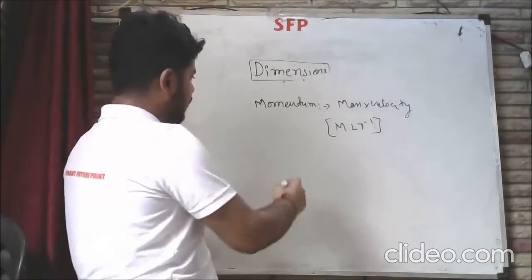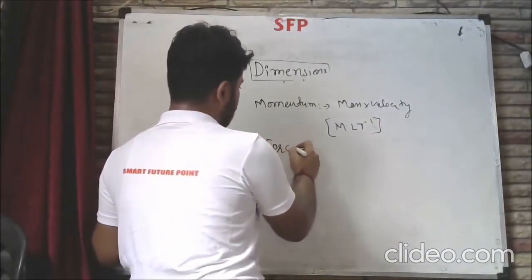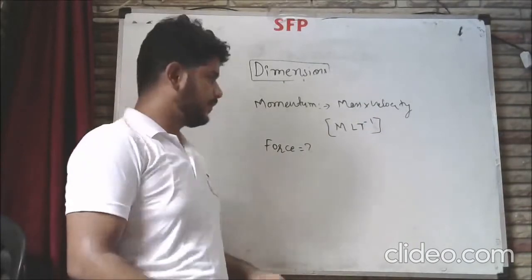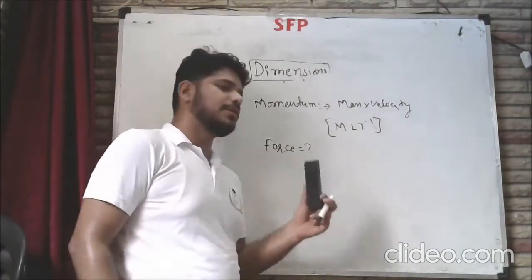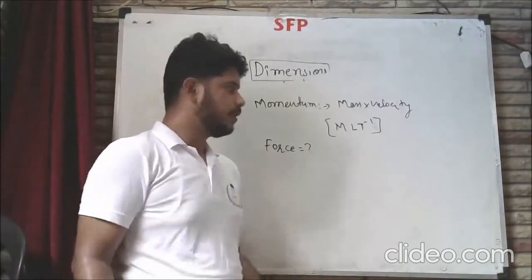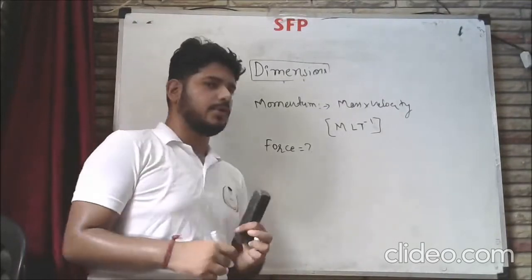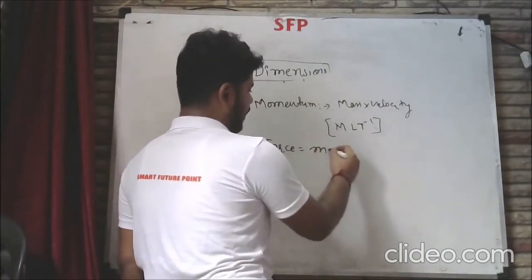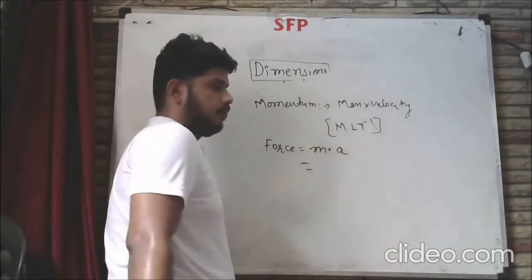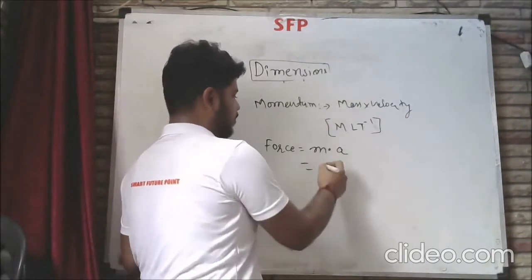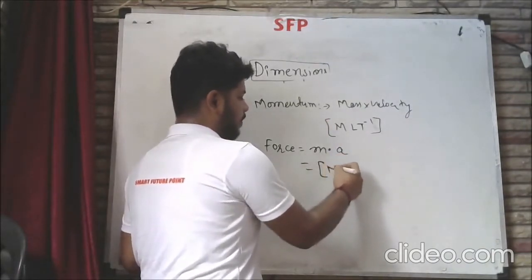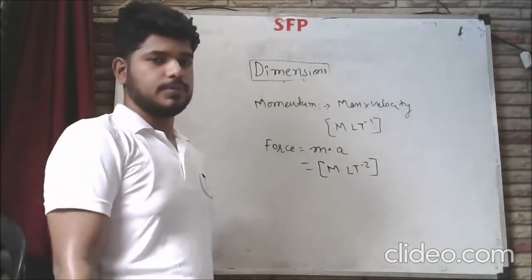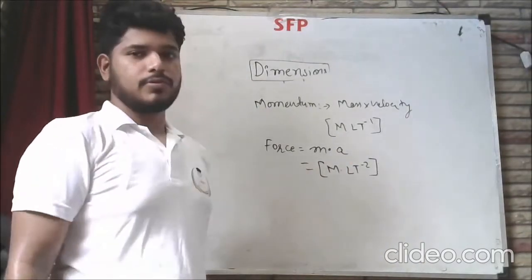Fine. If I say force, just find it for the force. What will be the dimension of this force? Find this by pausing. Force is nothing but mass into acceleration. What will be the dimension of force? Mass will be M, and acceleration is LT minus 2. This will be the dimension of your force.